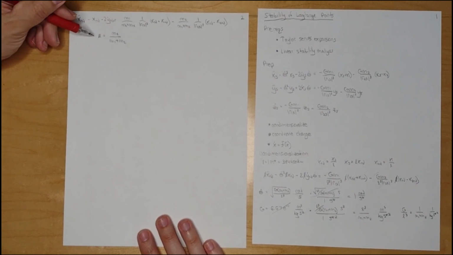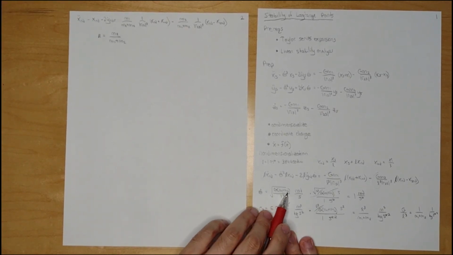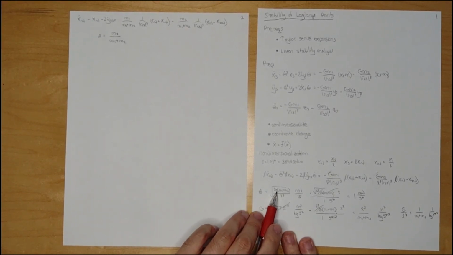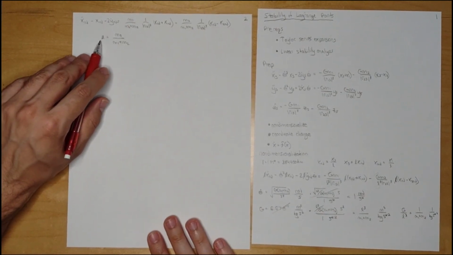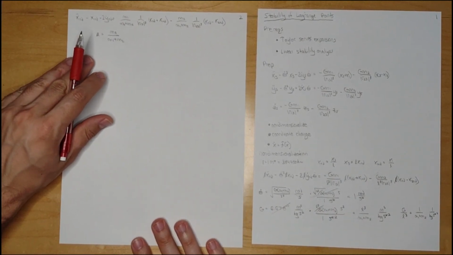Now, even though we use mu here, don't confuse this for the gravitational parameter, because sometimes we refer to this quantity as mu as well, the G times m1 plus m2. This is the same letter, but a different concept, so just be aware of that.